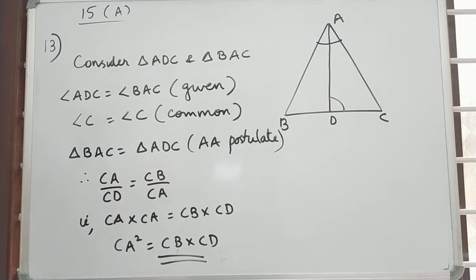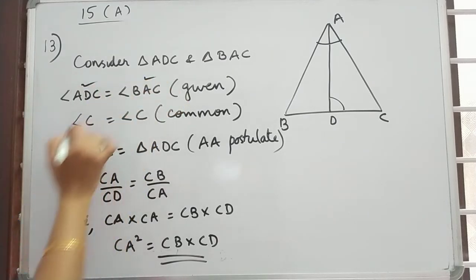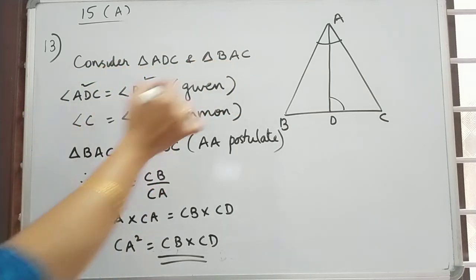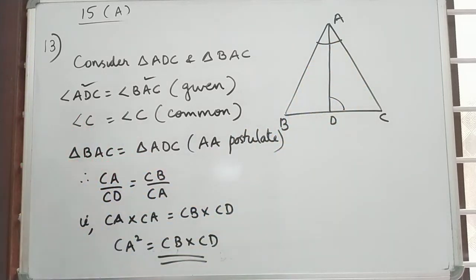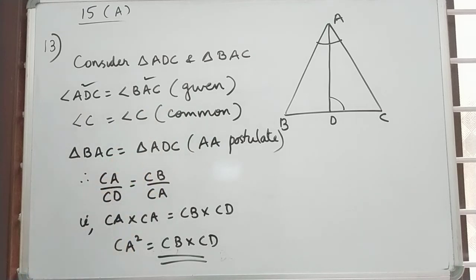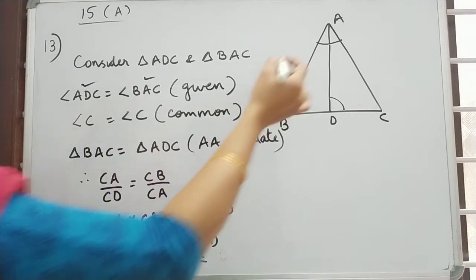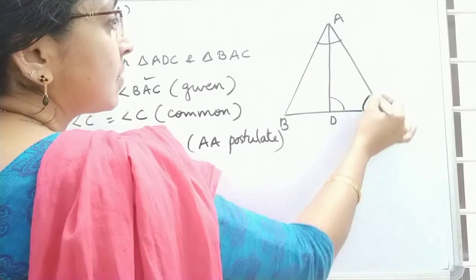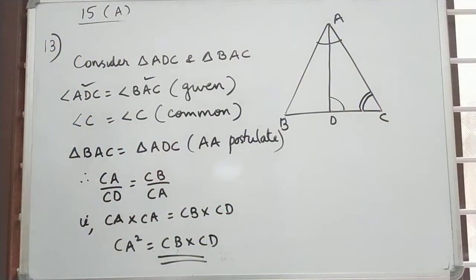So we can consider two triangles. Which two triangles can we consider? Given ADC is equal to BAC, so we can consider those two triangles, that is, triangle ADC and BAC. These two angles are given equal. So we can write angle ADC is equal to angle BAC, given. In both the triangles, angle C is common.